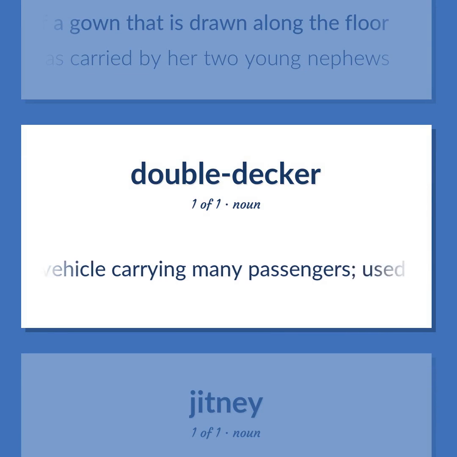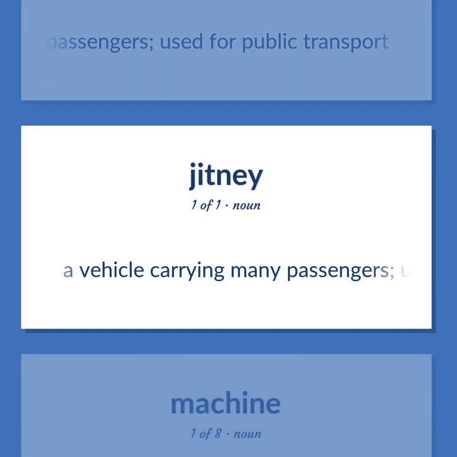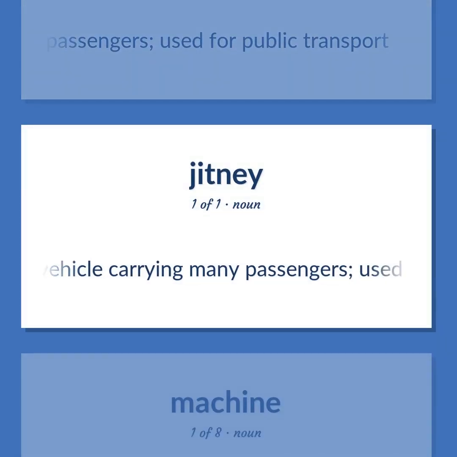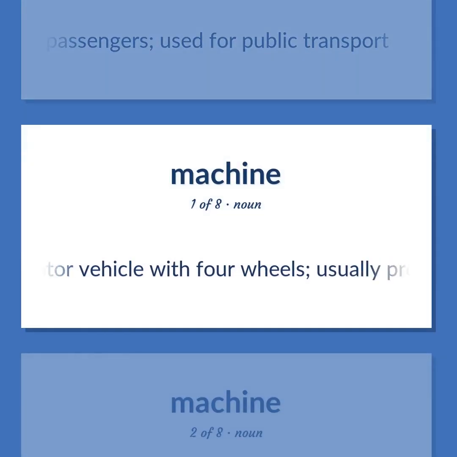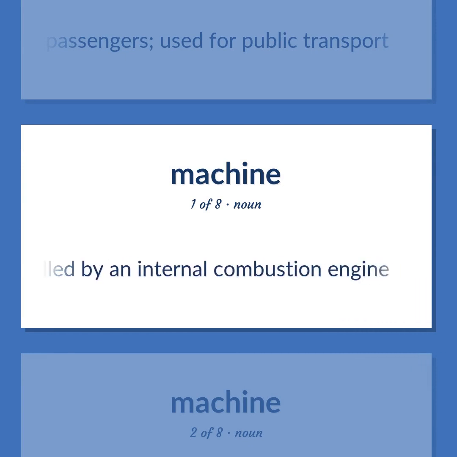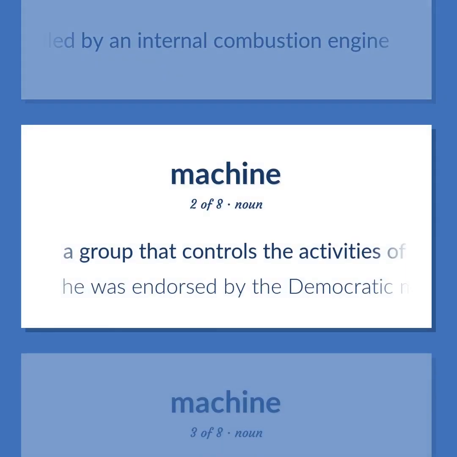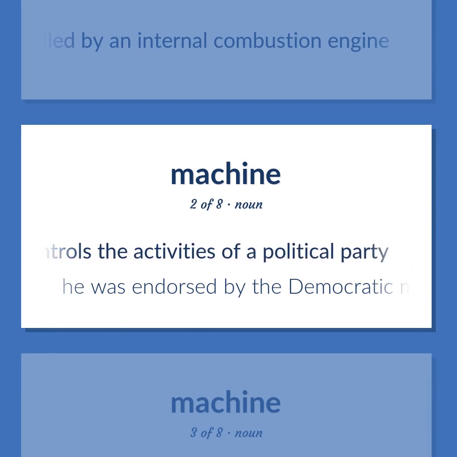A vehicle carrying many passengers, used for public transport. A motor vehicle with four wheels, usually propelled by an internal combustion engine. A group that controls the activities of a political party. He was endorsed by the Democratic machine.